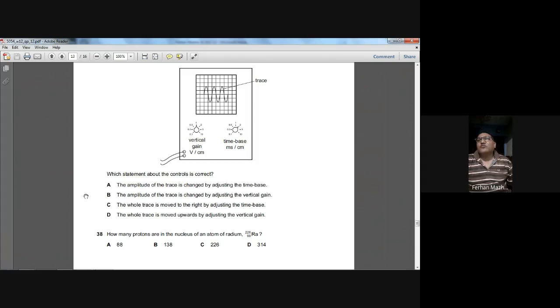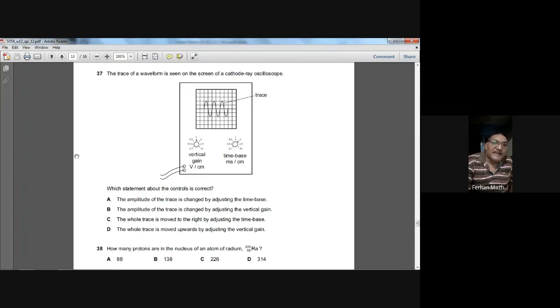The whole trace is moved to the right by adjusting the time base. No. The whole trace is moved upward by adjusting the vertical gain. No. So B is the right choice. I hope you understand. B is the right choice for question number 37. Okay, we are moving to the next question.